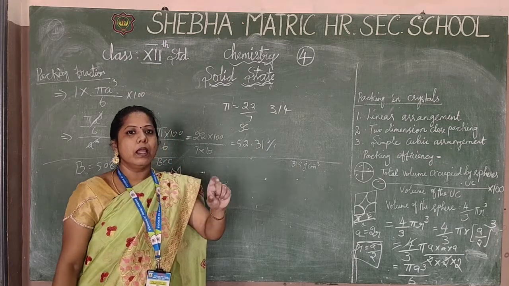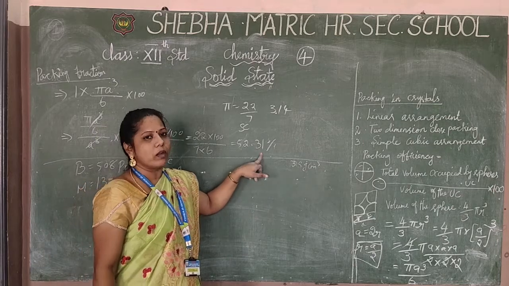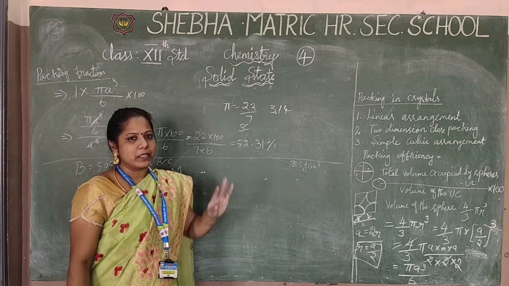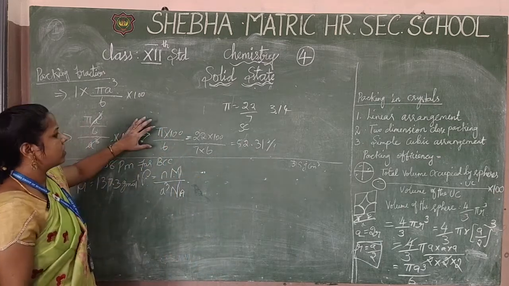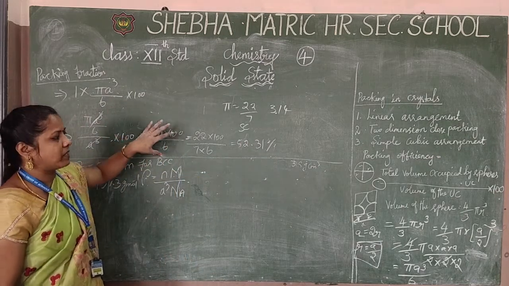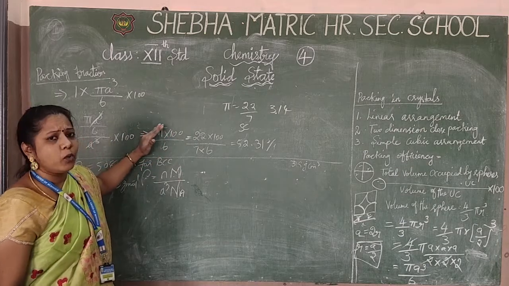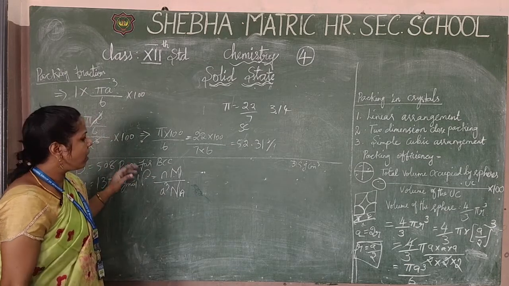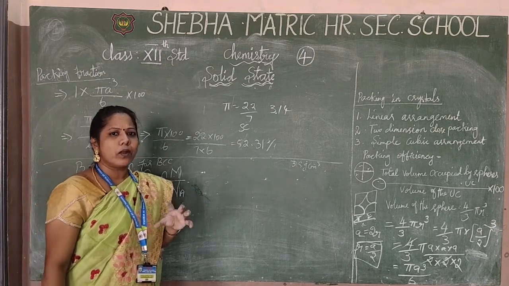We have to read out the individual numbers, that is 31, not a 31. Okay. So 52.31 percentage. Okay. So this is the value of that percentage. In the same way, you have to find out the BCC, FCC in the further classes. And then I already told you how to calculate the density.